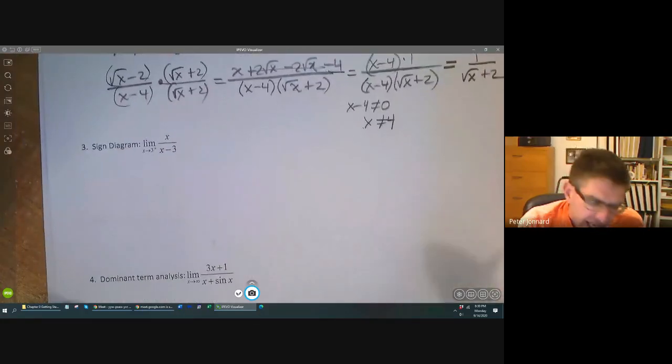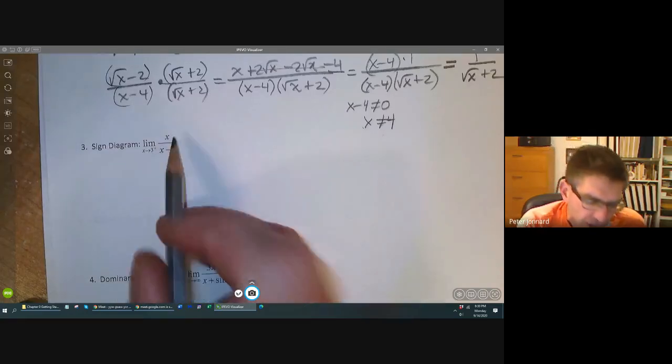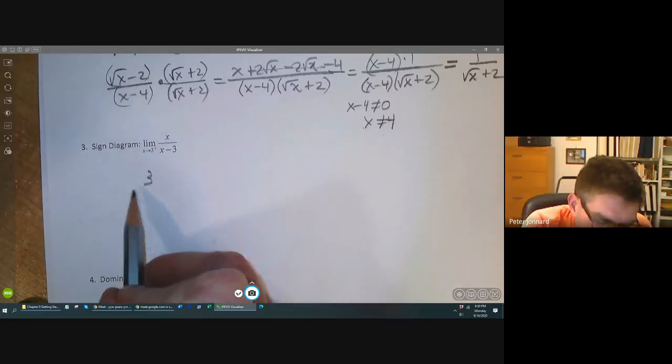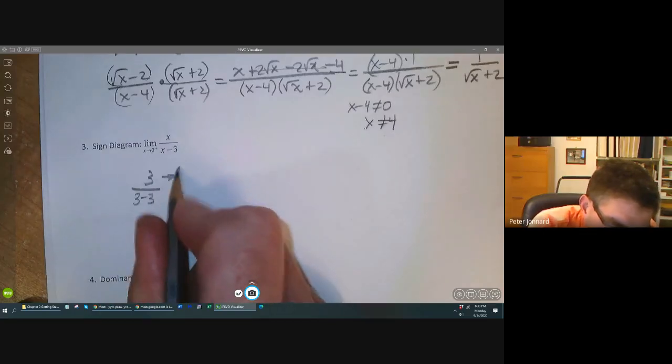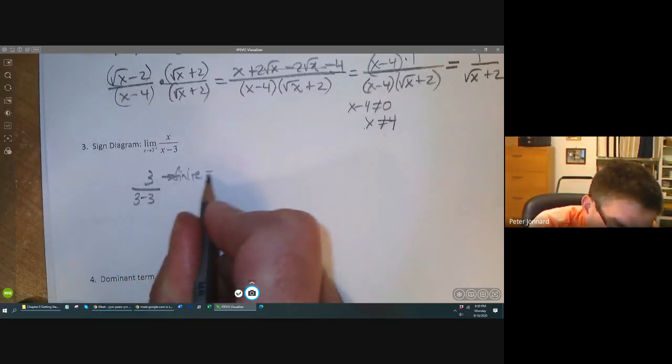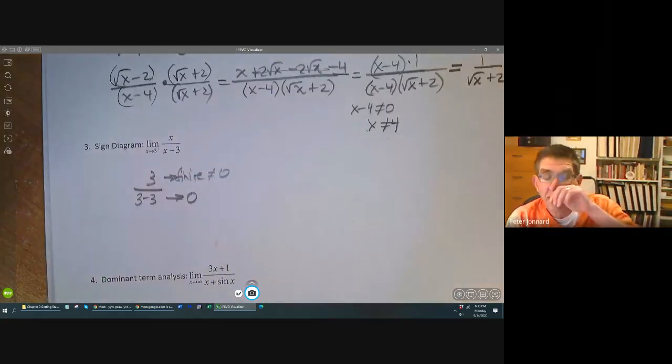All right, in this case, if you try to substitute in a 3, you end up with basically a 3 over 3 minus 3. The numerator is finite, but it's not equal to 0, and the denominator is basically going to approach 0. So you have a real problem here: you're dividing a finite number by 0, which is undefined.